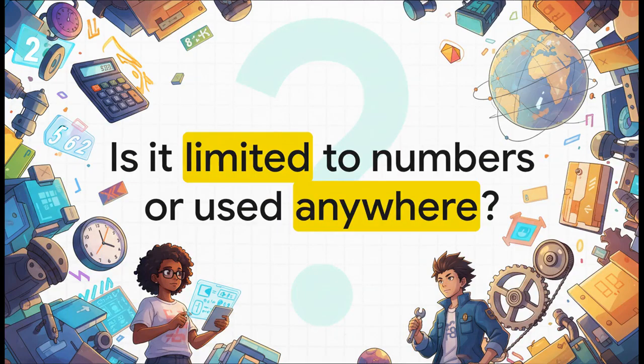To kick things off, I want to hook you immediately with this core question. Is the commutative property limited to numbers only, or can it be used anywhere in this world? It's such a brilliant premise. We're going to test if this mathematical principle is just a convenient little trick for balancing your checkbook, or if it's actually a fundamental law governing physical reality. Just keep that question in the back of your mind as we go.